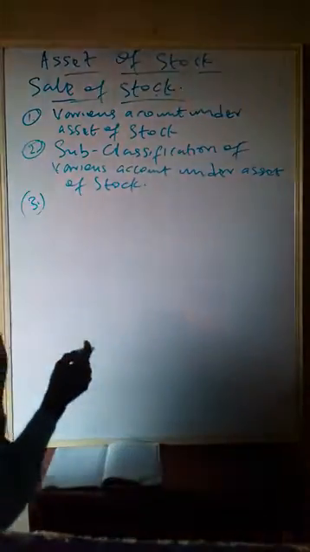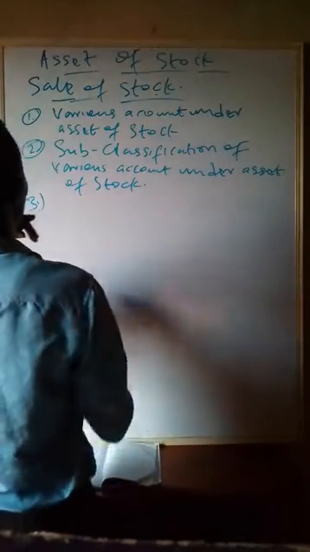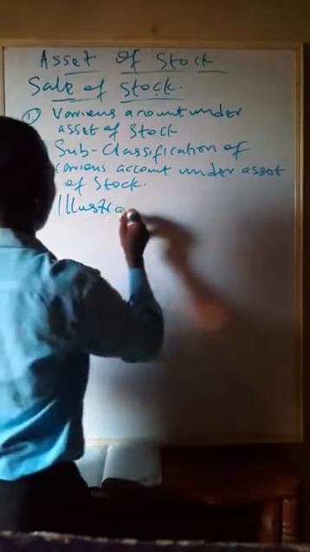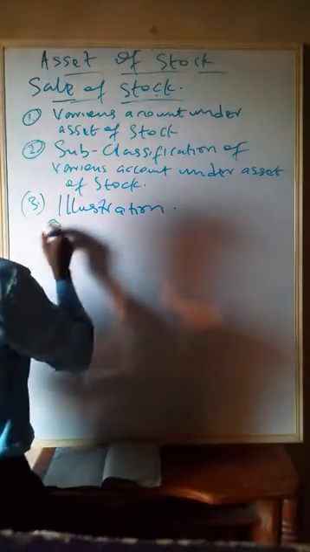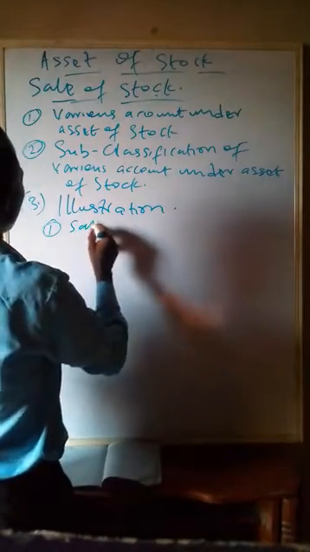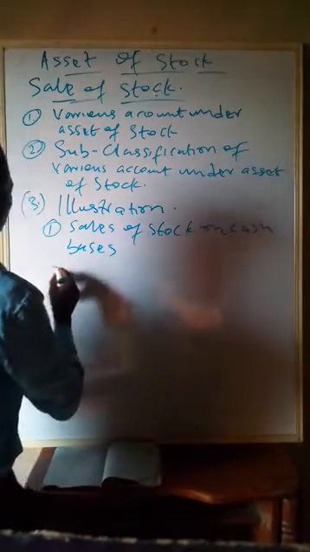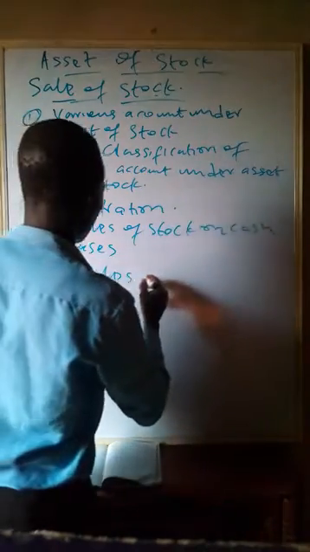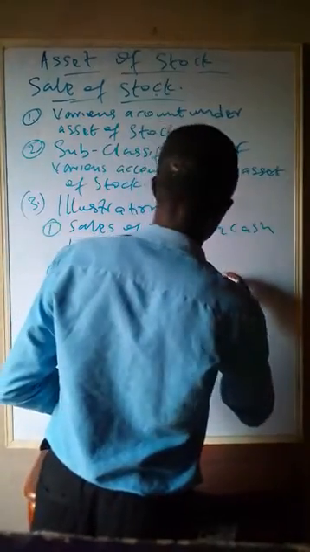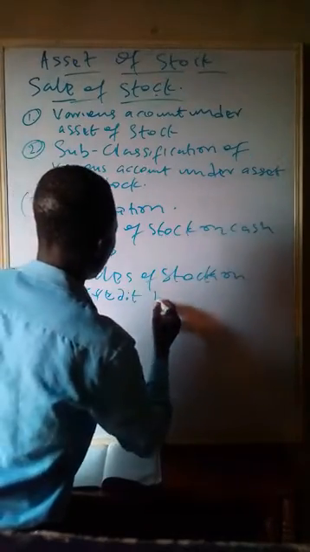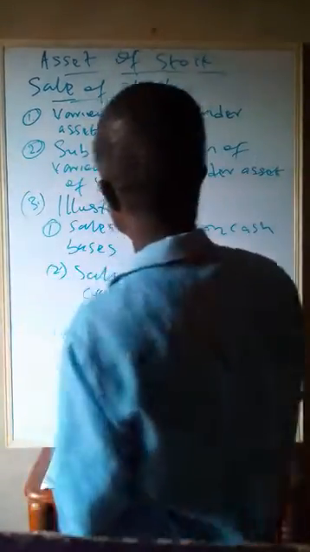Three, we are also covering the illustration, and that is into one, sales of stock on cash basis, and two, sales of stock on credit basis.